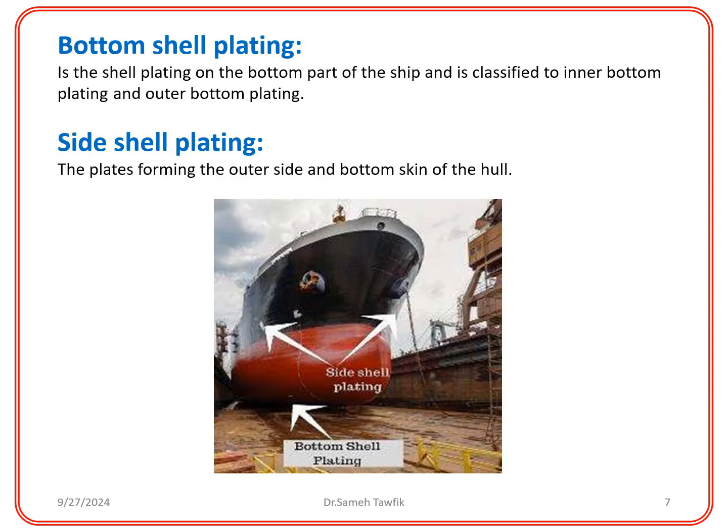Now that we've discussed deck plating, let's move on to another essential component, shell plating. This refers to the steel plates that form the outer skin of the ship's hull. There are two main types of shell plating. Bottom shell plating. This is the plating located on the underside of the ship. It's further divided into inner bottom plating and outer bottom plating, depending on its position relative to the double bottom structure. Side shell plating. This is the plating that forms the sides of the ship. It's the part that you see when you look at the ship from the side.